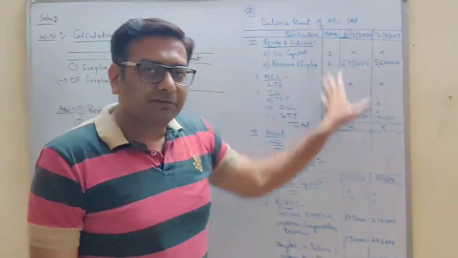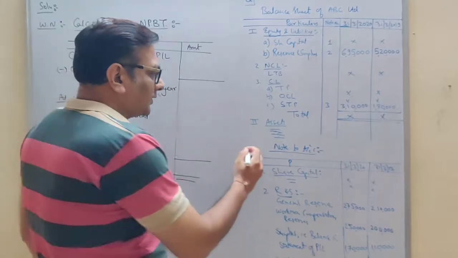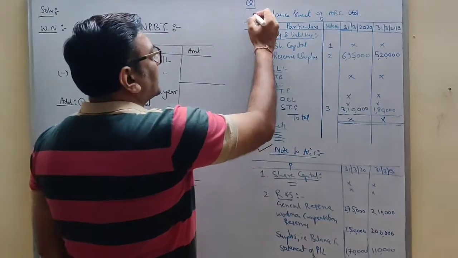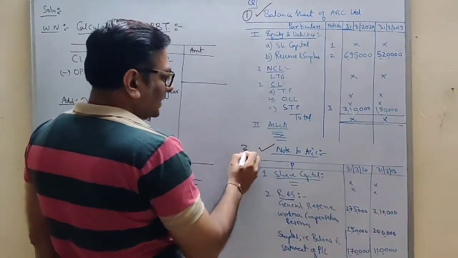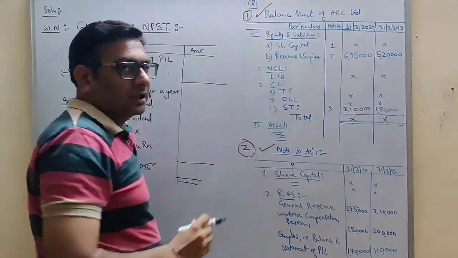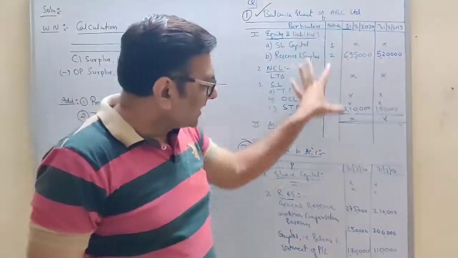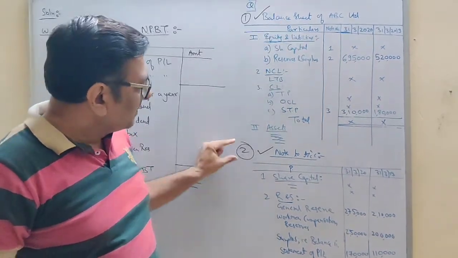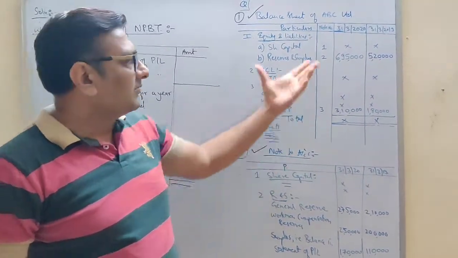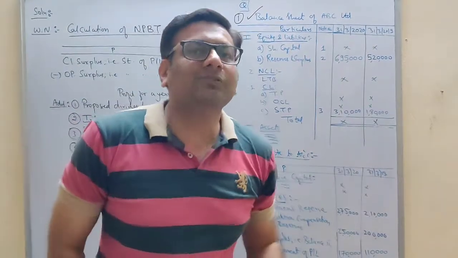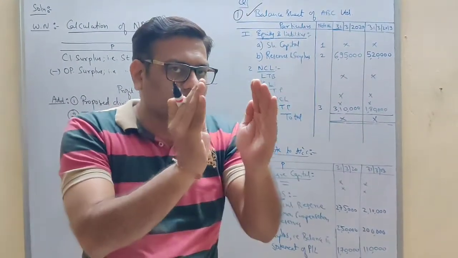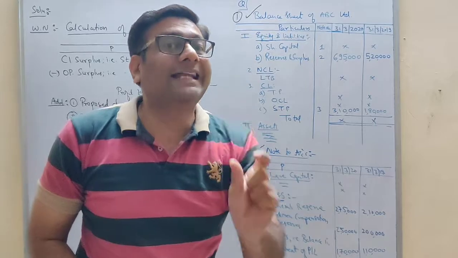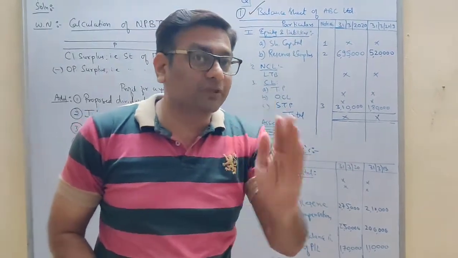This is a balance sheet given to you. Also they have given you a note to account. So these are the two things they have given in the question. Remember, for making a cash flow statement, they will always give you in the question a balance sheet plus note to account. Now we are not going to solve the entire cash flow statement here. We are just focusing on calculation of NPBT, net profit before tax.